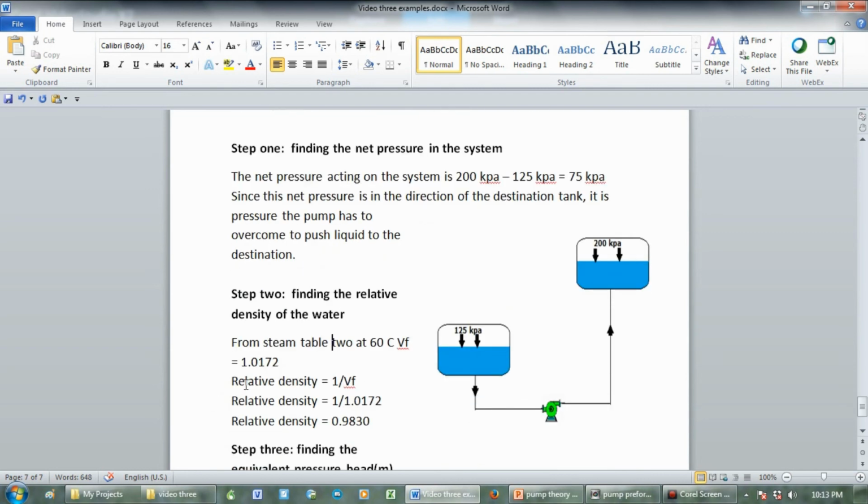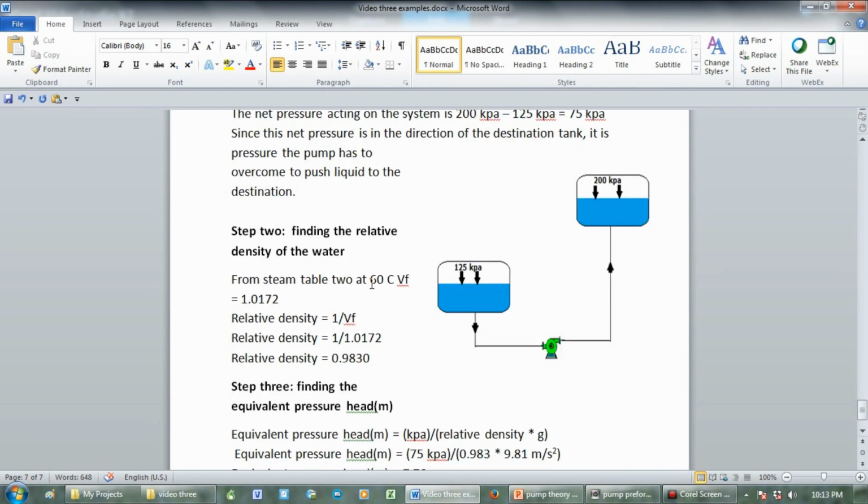Step 1. Finding the net pressure in the system. The net pressure acting on the system is the 200 kPa in the destination tank minus the 125 kPa in the source tank, which gives us 75 kPa. Since this net pressure is in the direction of the destination tank, it is pressure the pump has to overcome to push liquid to the destination.